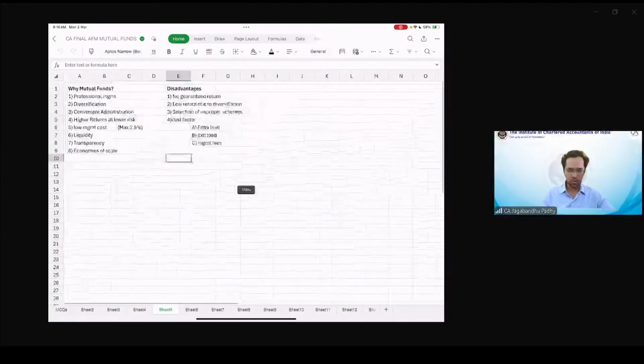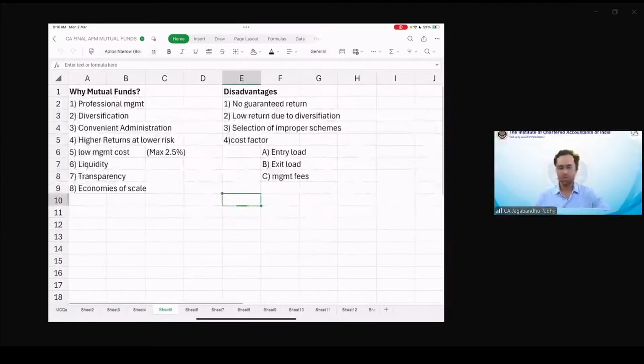Now, of course, why do we want to go for mutual funds? It's because of the professional management, diversification, administration being convenient, higher return at lower risk, low management cost, because the transaction cost or the management cost is going to be capped by the SEBI guidelines. Liquidity, transparency, right? Economies of scale. Disadvantages would be, of course, there's no guaranteed return, and low return also possible due to diversification. And it's quite possible that the scheme where you're investing may not be proper. We need to consider also the cost factor, which is the entry load, exit load, and the management.